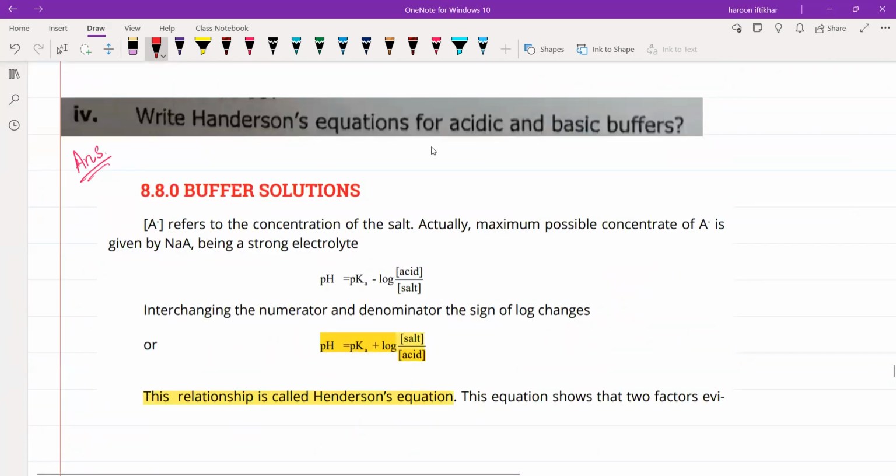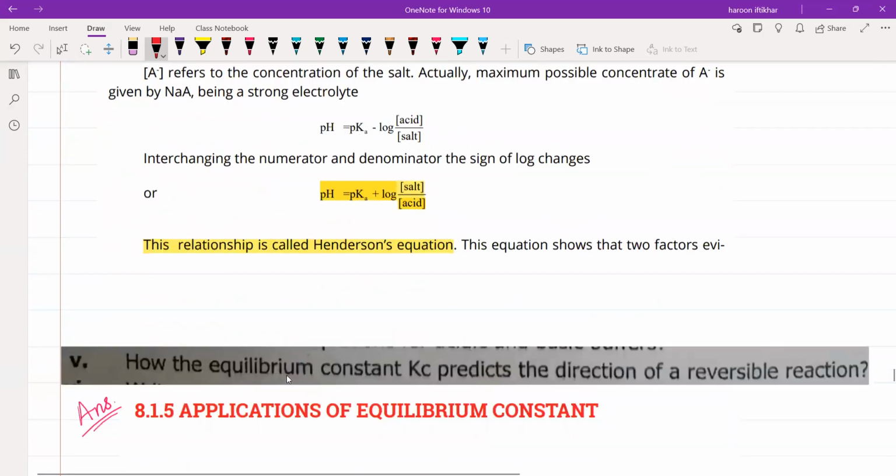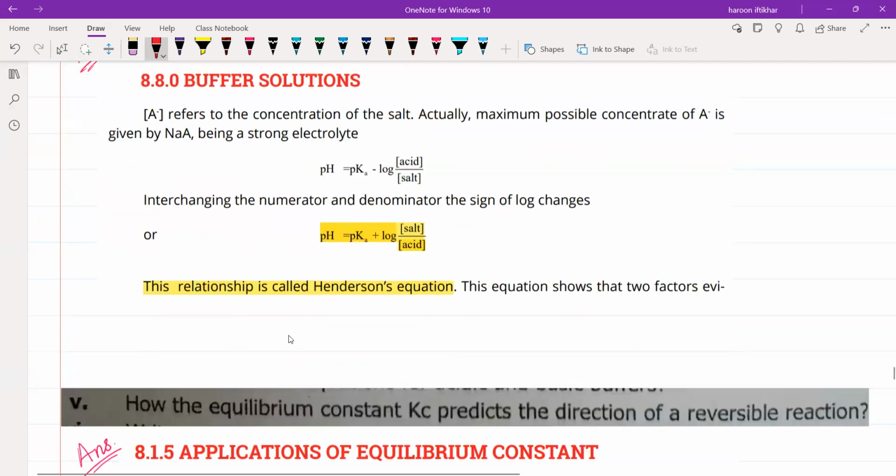Okay, write the Henderson equation for acidic and basic buffer. So you can say pH is equal to pKa plus log of salt over acid. Similarly, you can write pOH is equal to pKb plus log of salt over base. This is called the Henderson equation, very simple.